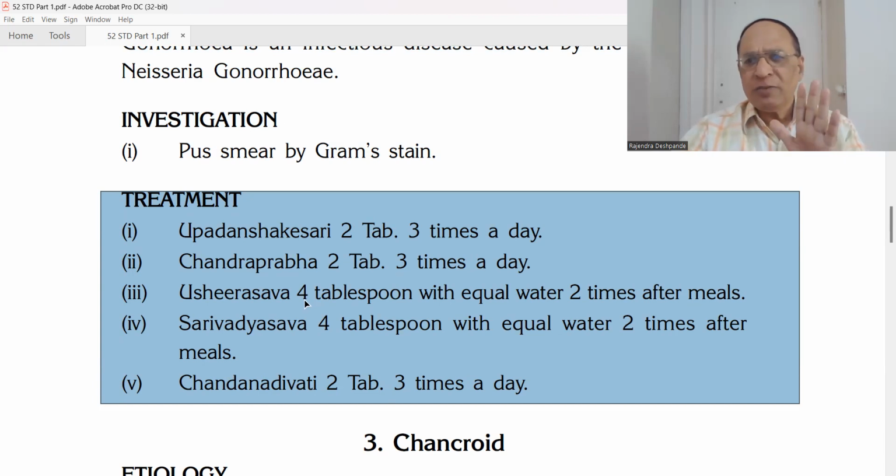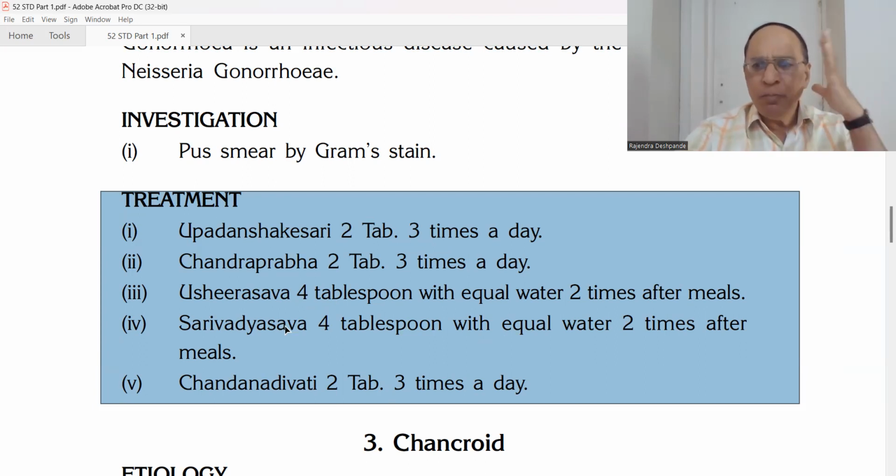So in all sexually transmitted diseases, there is a Pitta Prakopa and also Rakta Dhatu Dushti. Because heat and hot properties are increased at the reproductive system. So my dear friends, Pittagna treatment is beneficial and antibacterial or antispirochete treatment is useful. Ushiraso is giving the cooling effect, relieving the burning micturition, dysuria, 4 teaspoons with equal amount of water 2 times after meals. Sarivadhyasava, Sariva means Anantamul, which is the best blood purifier, 4 teaspoons with equal amount of water.